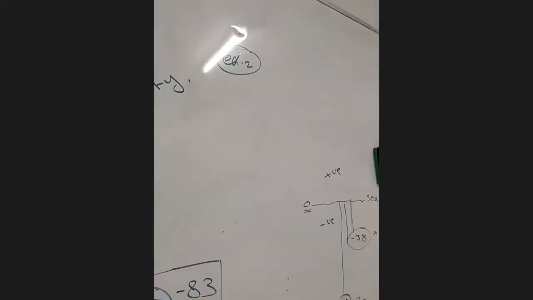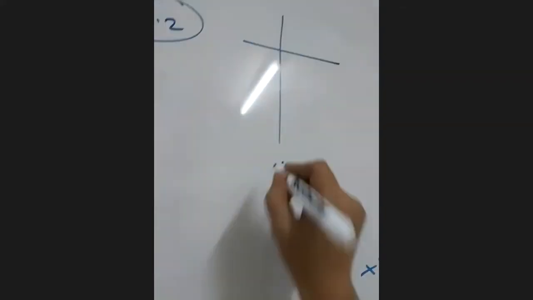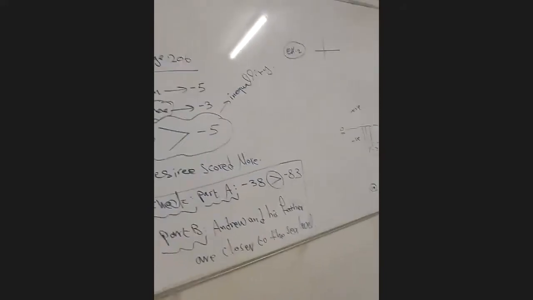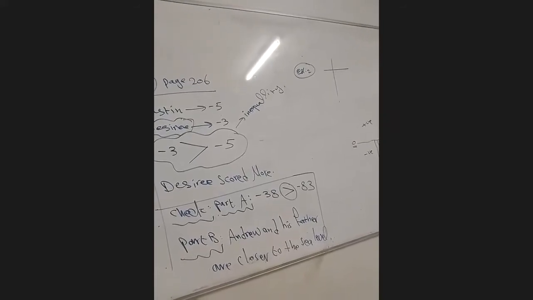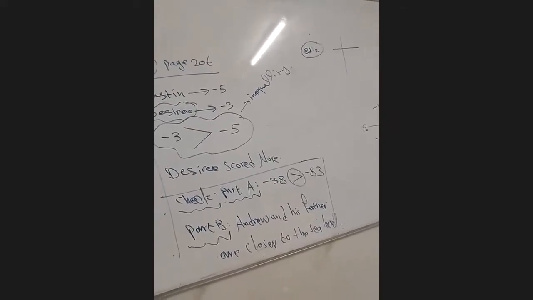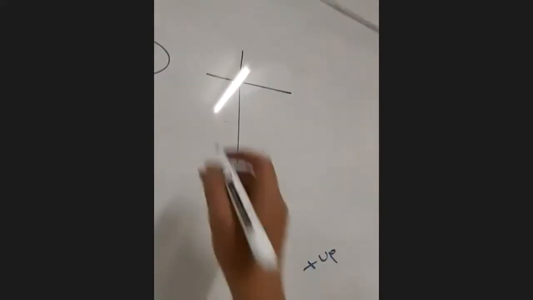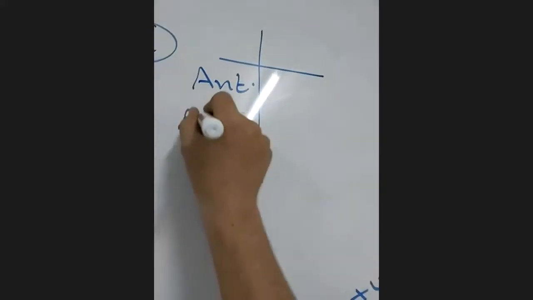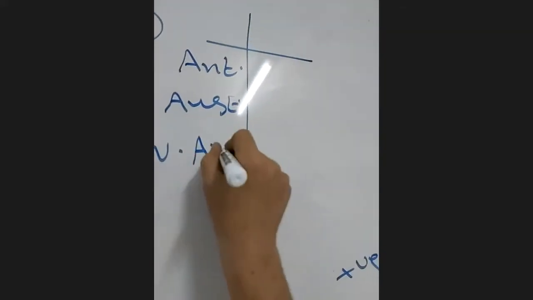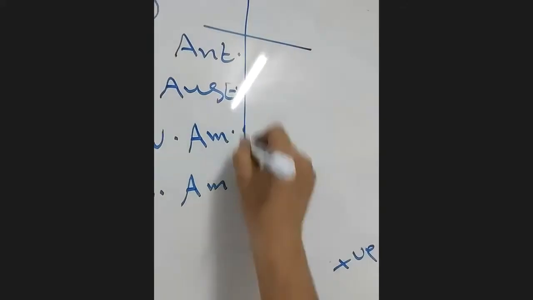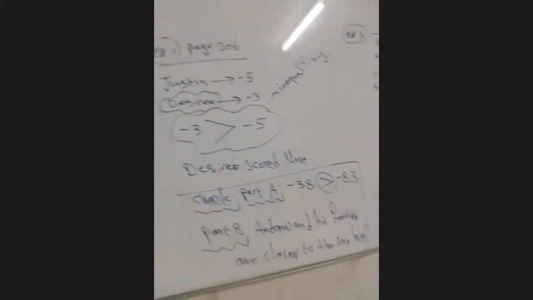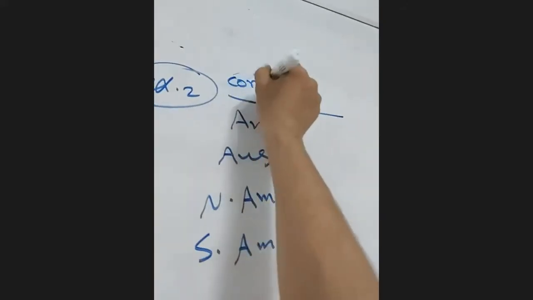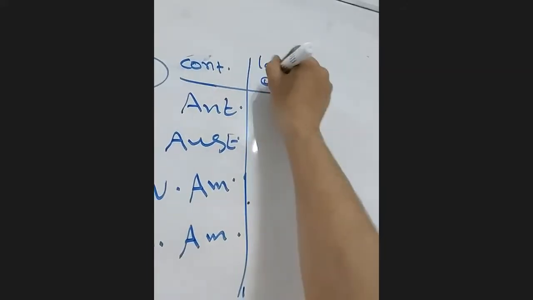The table shows the lowest accessible elevations for several continents. We have Antarctica, Australia, North America, and South America. I will write them quickly here. We have a table in example 2, guys, see it? Continent and the lowest elevation. Here the continent, and here the lowest elevation.